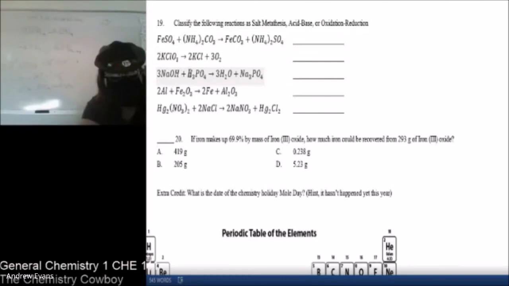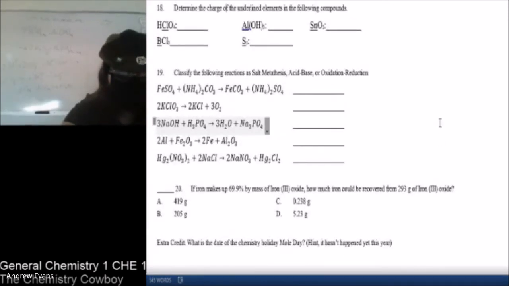Number 3, sodium hydroxide and phosphoric acid goes to water and sodium phosphate. Well, that kind of makes it a little bit easier. OH and H come together to form water. So clearly an acid base.